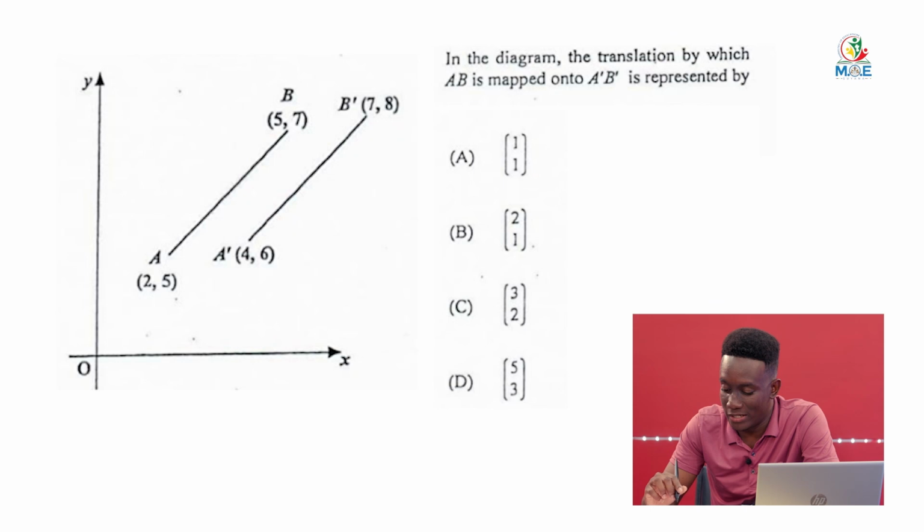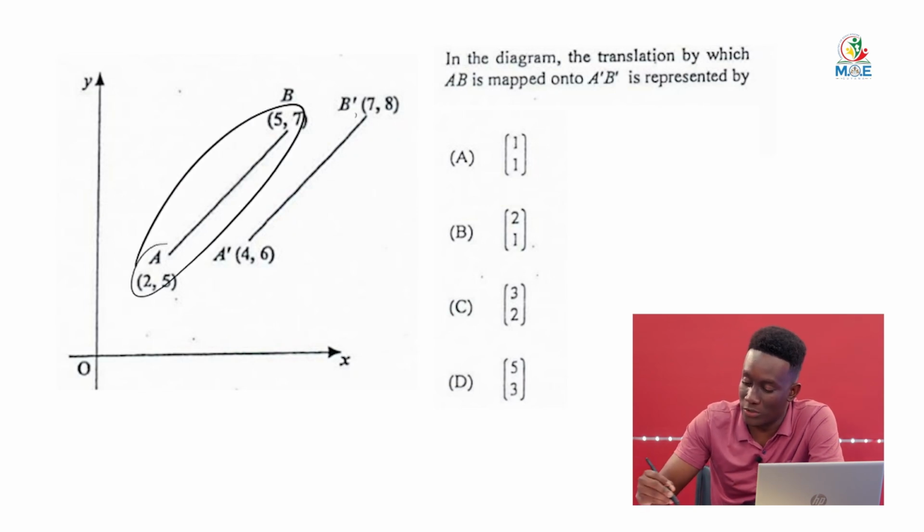We cannot forget the height of the man, or we can say the height of the instrument that he has. So let's move on to the next question. We have a diagram again, and it says in the diagram, the translation by which AB is mapped onto A prime B prime is represented by, so we want to know how this here is mapped onto this.